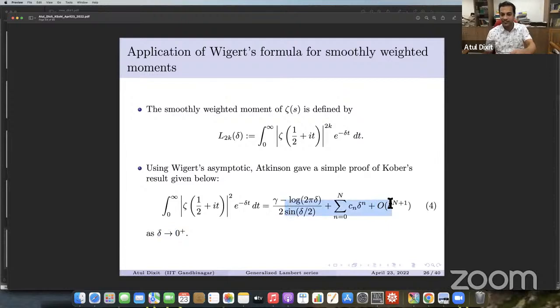Now, this was devised using that asymptotic. But if one gets the full asymptotic expansion through that original result of Wigert, then one can actually get the complete asymptotic expansion up to infinity. Of course, it will be divergent, but still one will get the full asymptotic expansion, with effectively computable constants Cn.